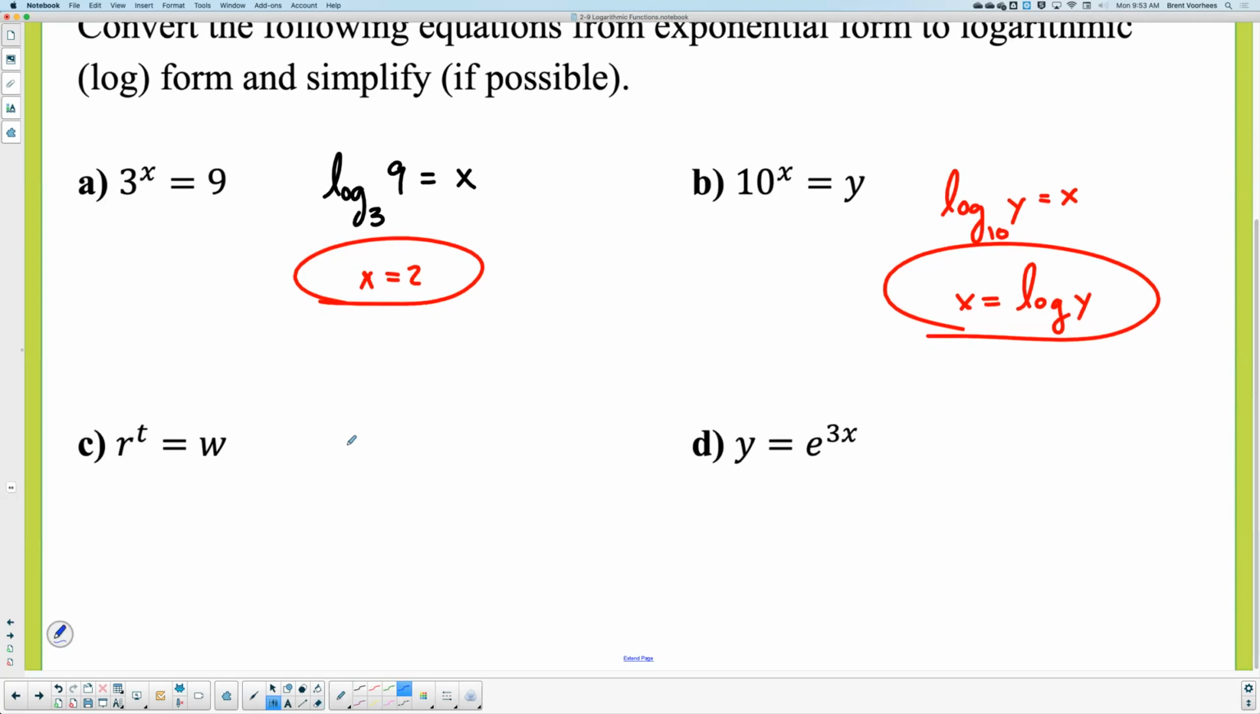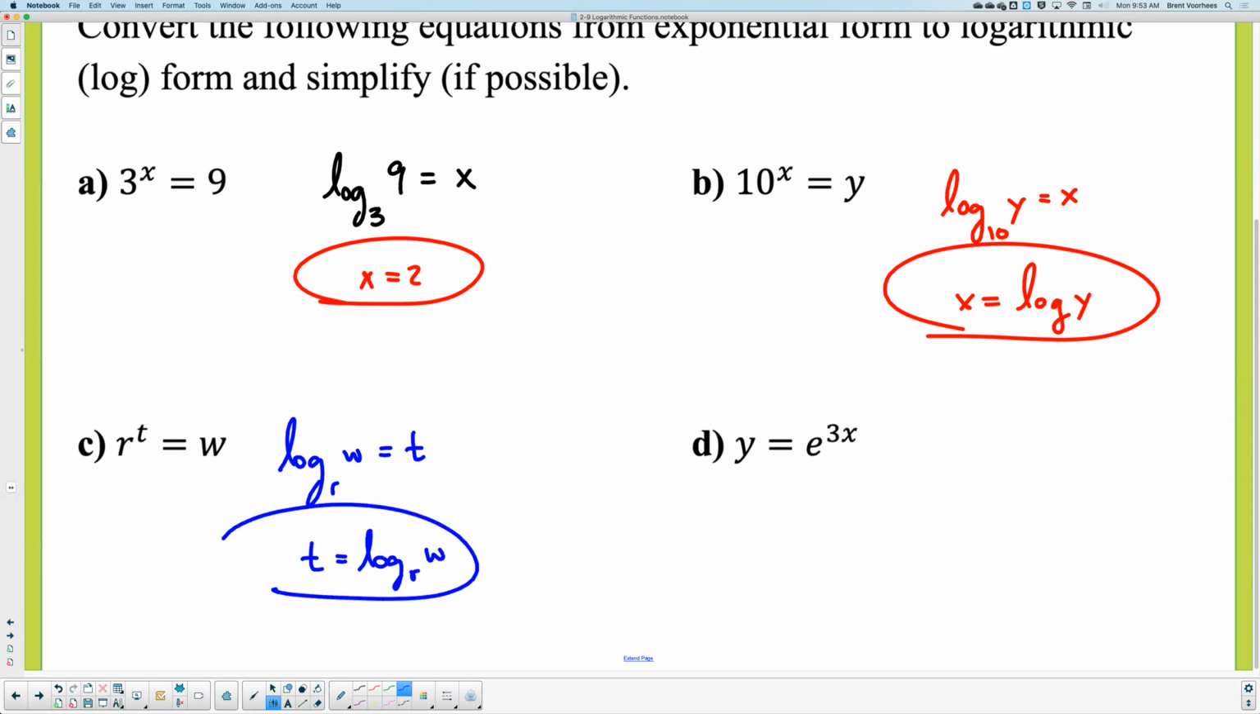I'll let you try this. What are you coming up with this time? What's the little subscript? R is the base in this case. W. Can we simplify that? So I'm going to leave it as log base R of W. I'm just writing it this way to have the isolated variable first.